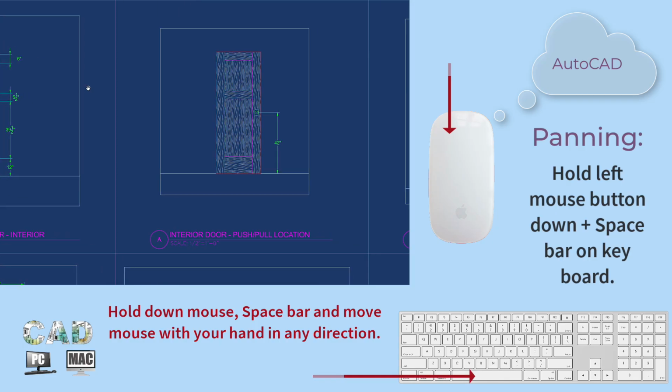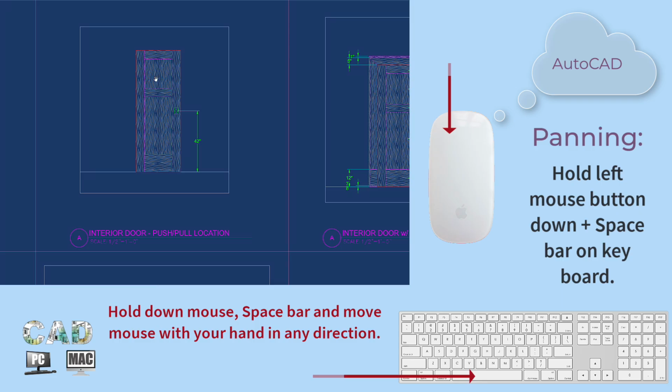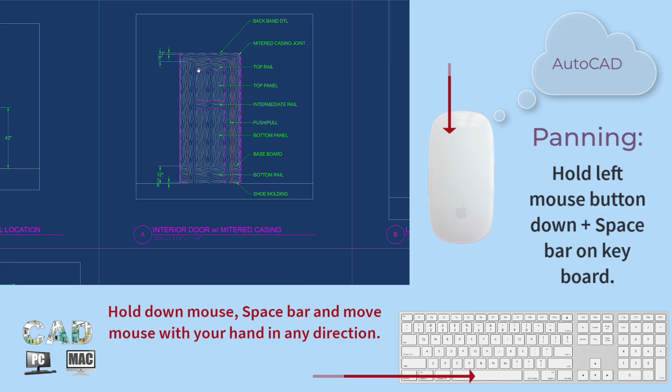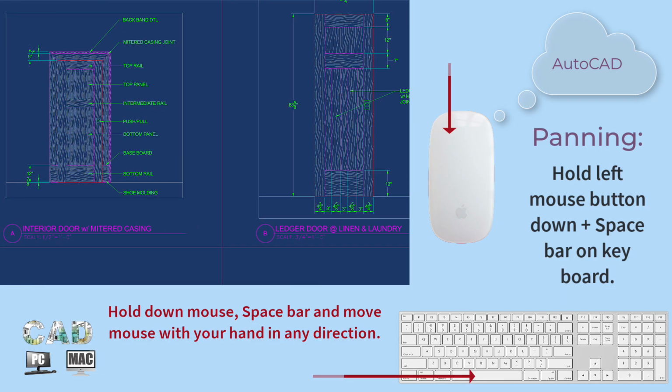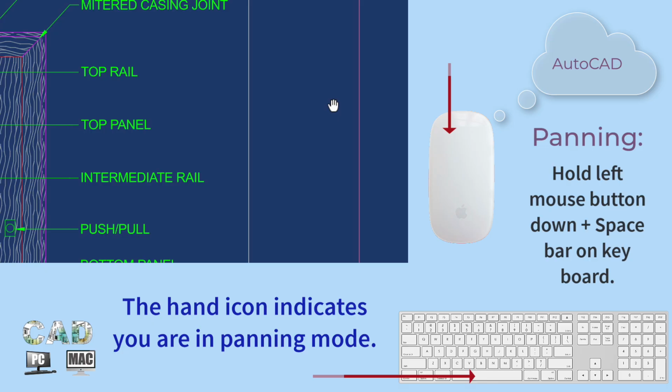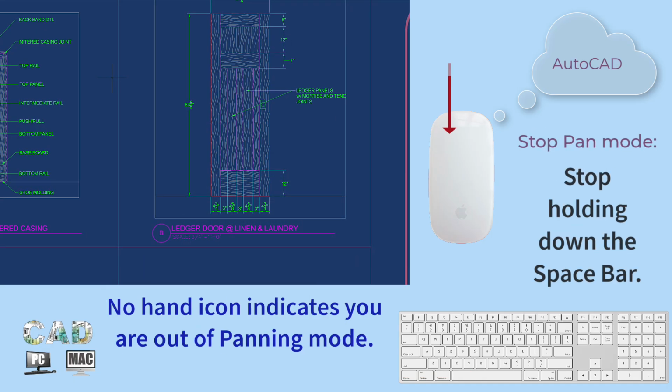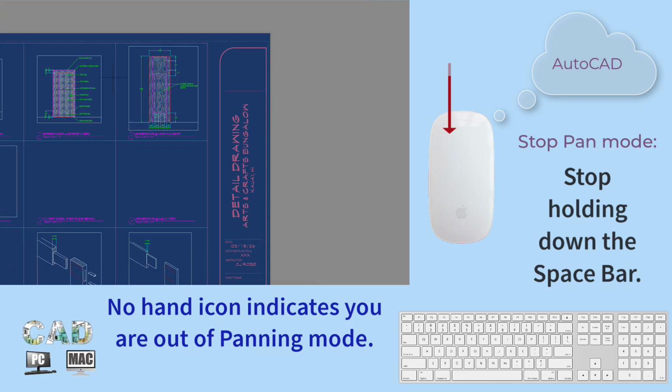To pan around in the drawing, you will do two things. Hold down the spacebar on your keyboard while you pick with the left mouse button and move your hand with the mouse in the direction that you want to pan around. When you see the little hand detail in AutoCAD on your screen, you are in the panning mode, and this will allow you to move your drawing around much like you would if you put your hand flat on a piece of paper on your desk and slid it around on the desk surface. To end using the pan mode, simply stop holding down the spacebar key.